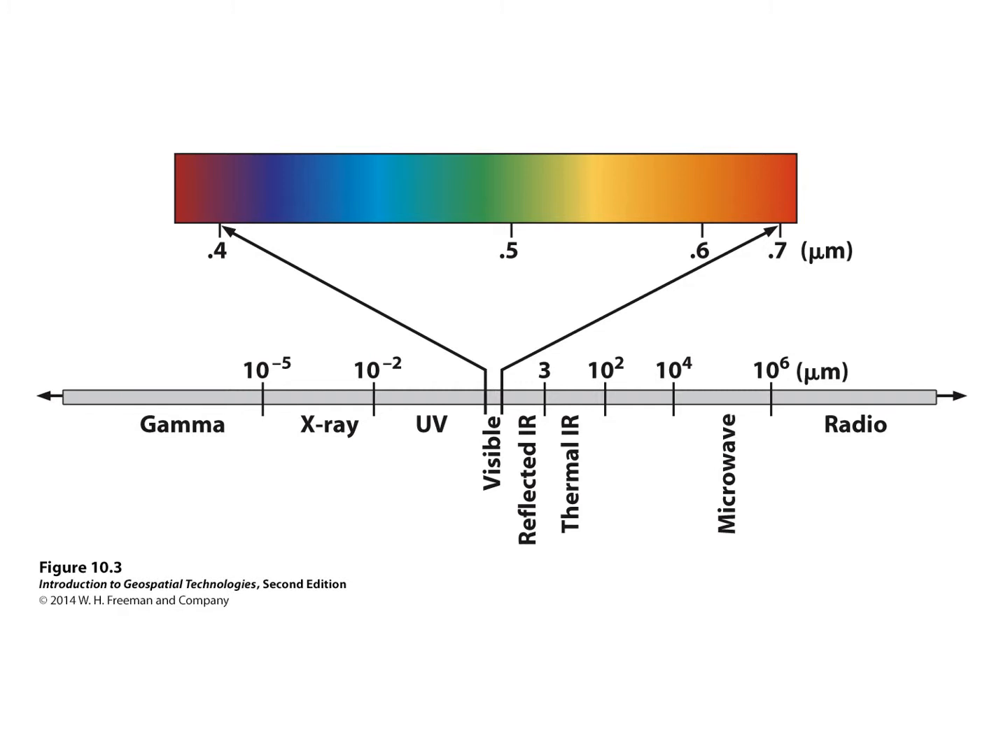And so across the entire electromagnetic spectrum, which goes from the tiniest of gamma rays all the way up to the longest of radio waves, in between there's a very thin section between 0.4 and 0.7 micrometers that we can actually see, and that is called the visible range.